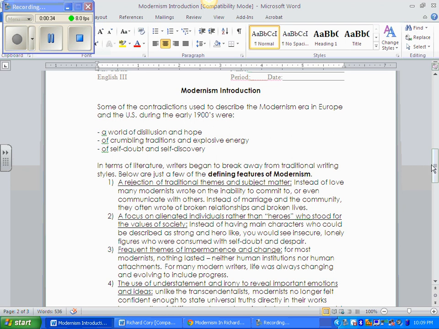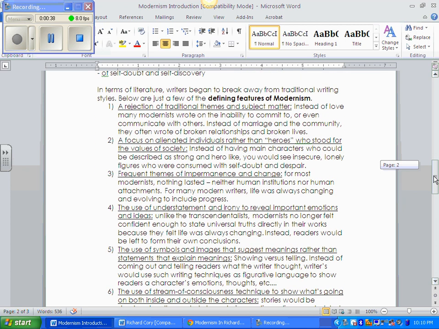Alrighty, so starting with the very first one, you had a rejection of traditional themes and subject matter. The definition that I was hoping that you would come away with was this idea that instead of the typical love plot, authors in the modernist era actually wrote on the inability of people to commit to one another, or this inability to communicate with each other. You had two characters who, instead of meeting and falling in love, could not communicate the love they had for each other, or what they were feeling one to another.